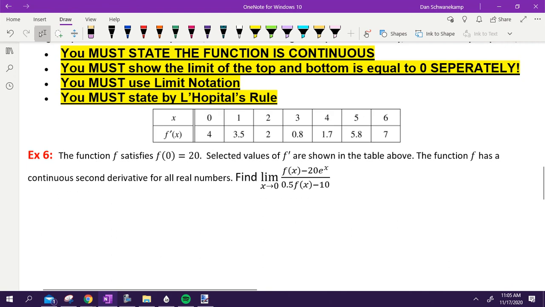Here are the 4 things that you need to make sure you do. When you look at a free response and you see the limit of a fraction, it's going to be L'Hopital. There's like a 95% chance it's true. So treat it like a L'Hopital question.